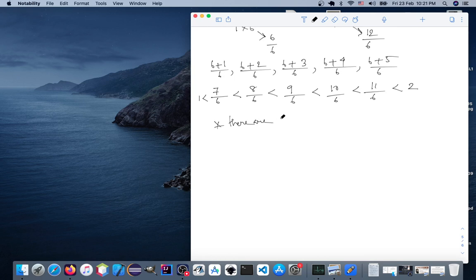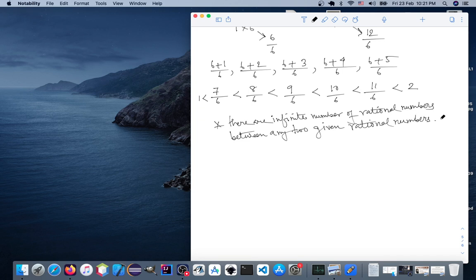There are infinite number of rational numbers between any two given rational numbers.